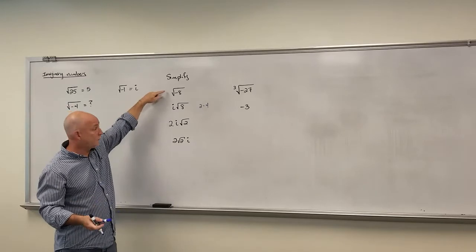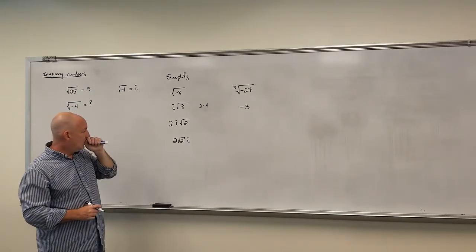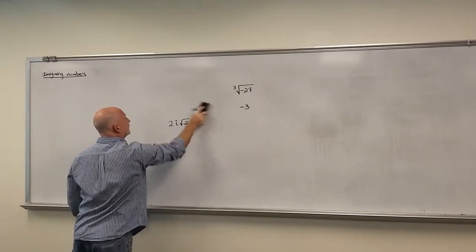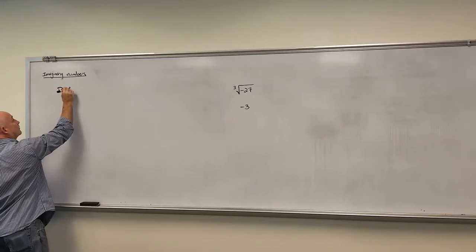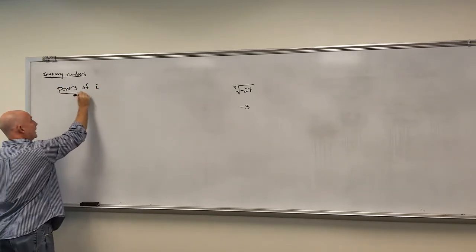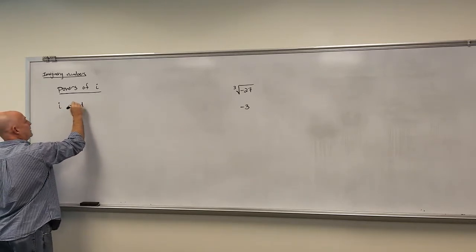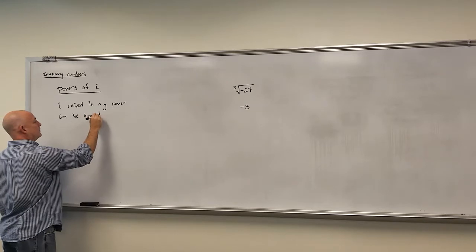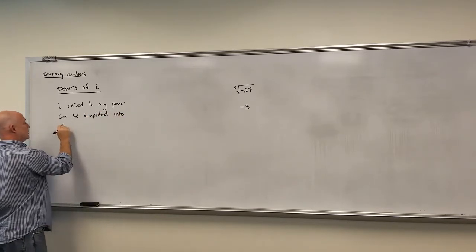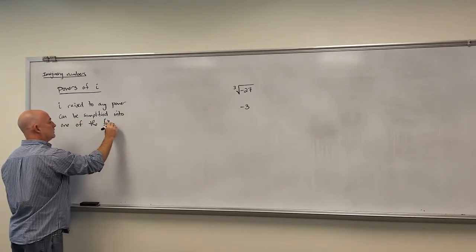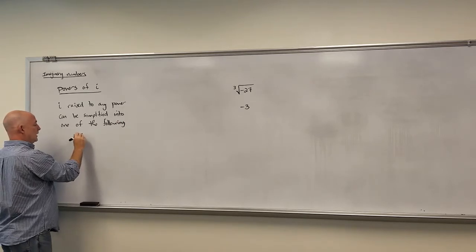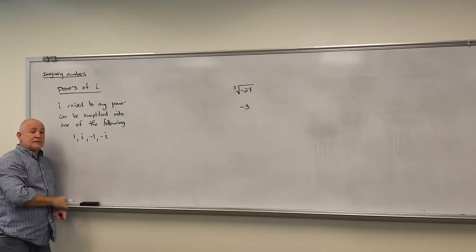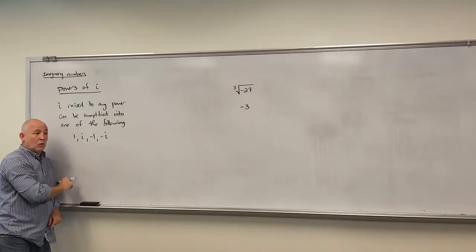You only get it when you have, well, for us, it's going to be under square roots, we get this i thing. Now this i has some pretty interesting properties. So I'm gonna say, if you take this i raised to any power, it can be simplified into one of the following: 1, i, -1, -i. So if you take this imaginary unit and raise it to any power, you can actually simplify it to one of these four numbers, which is pretty interesting.